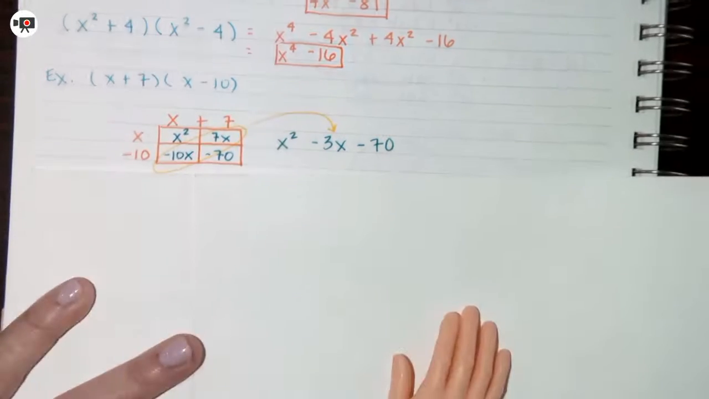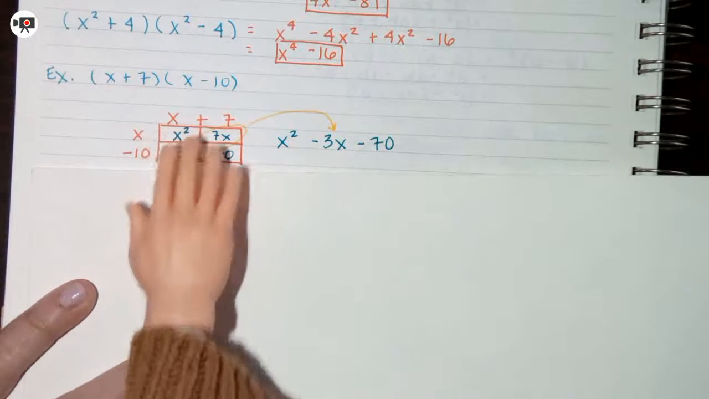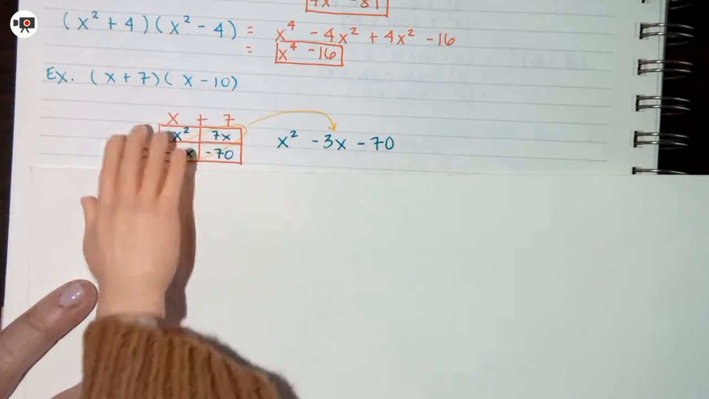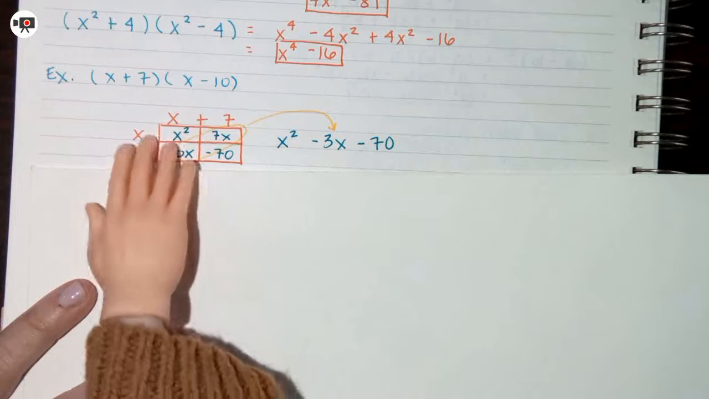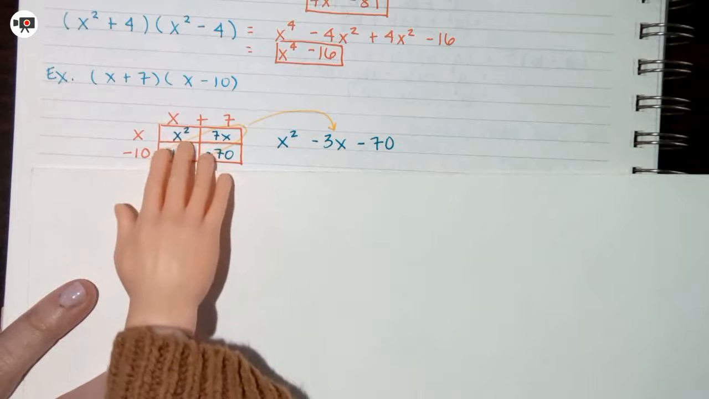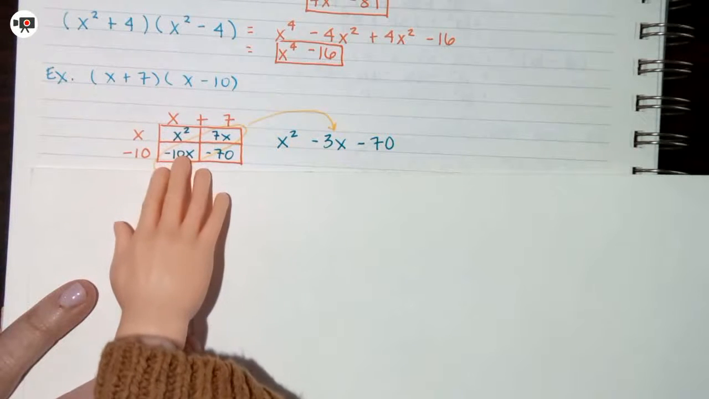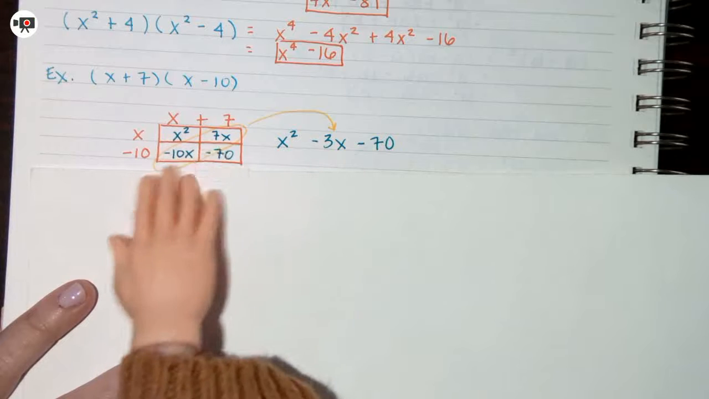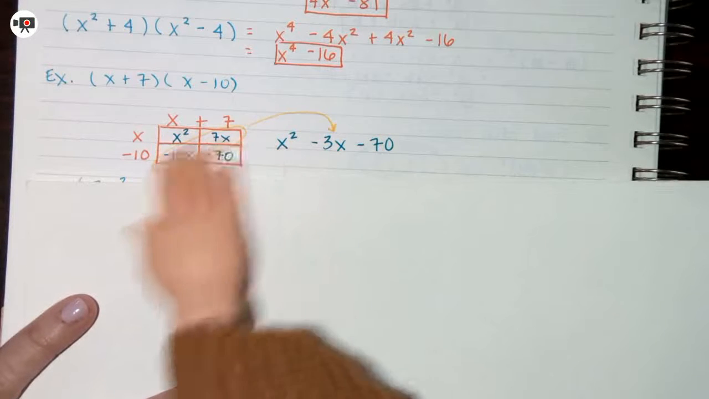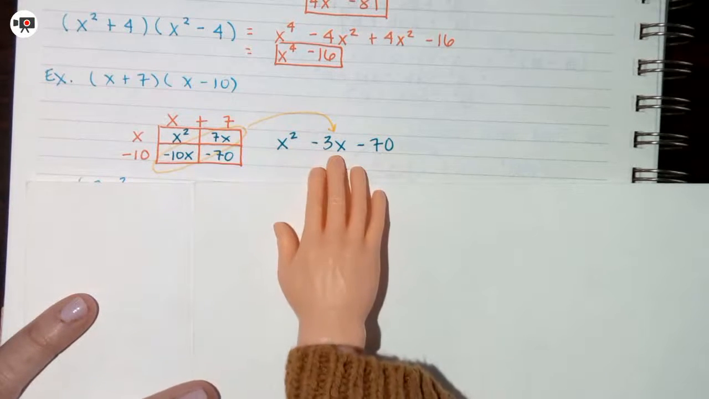So another way to do this is to organize it with a box, where you put one polynomial across the top and the other polynomial across the side. Then you multiply x times x, and the product goes in the box where they would meet. Your like terms will be formed on the diagonal, and then when you combine those, you would put that in its spot.